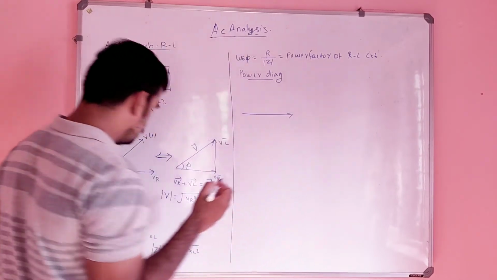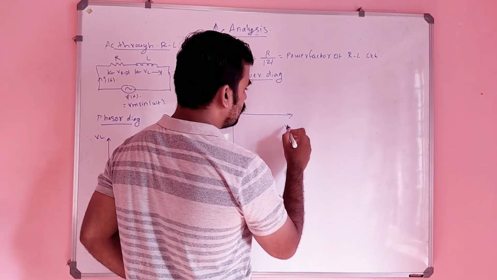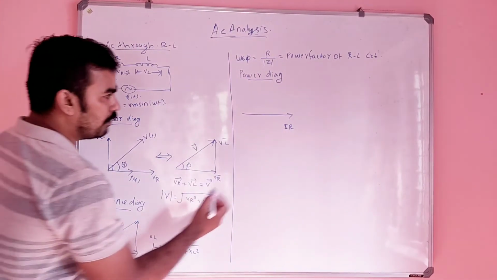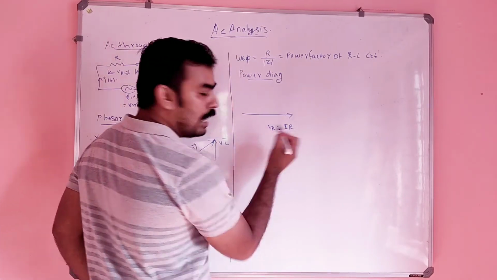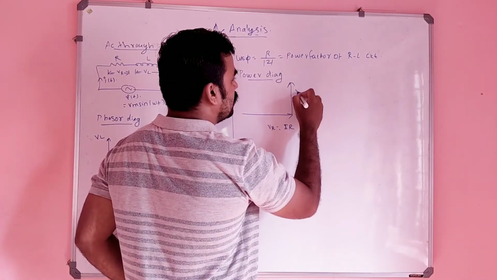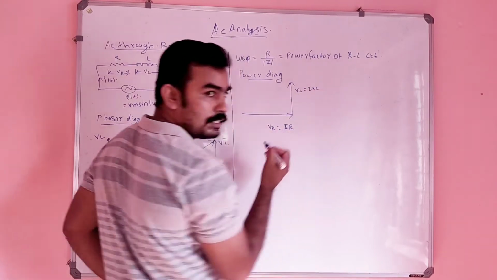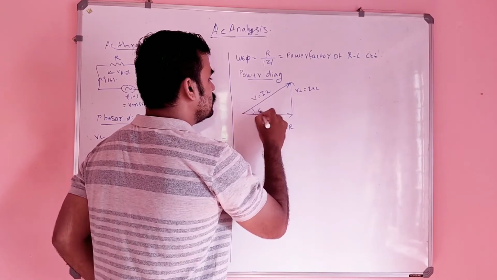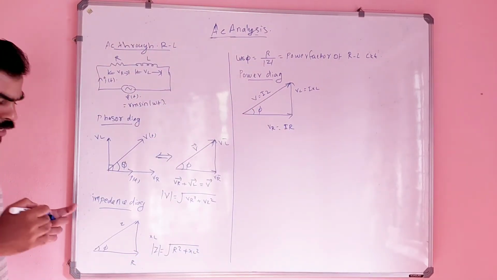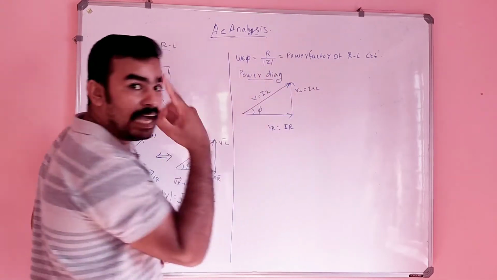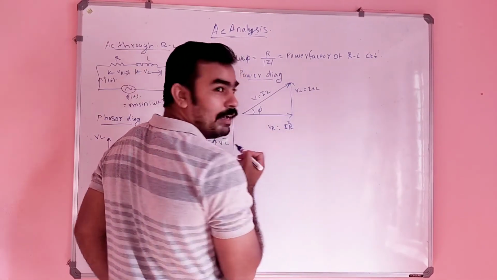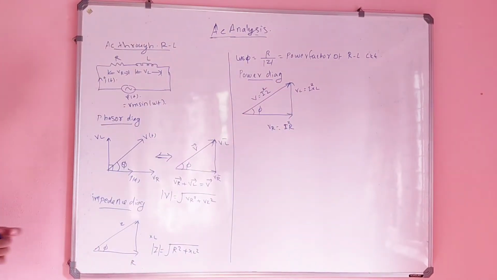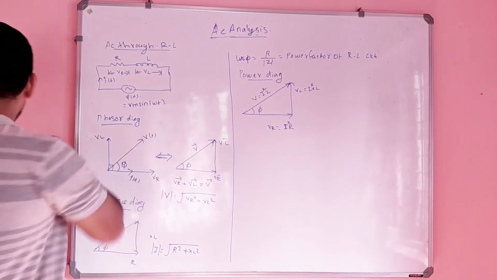So see, this is my VR, which is nothing but I into R, right? And this is VL equal to I into XL. And this is V equal to I into Z, and this is phi. I am going to multiply all three sides with I. What do I get? I square R, I square XL, I square Z.